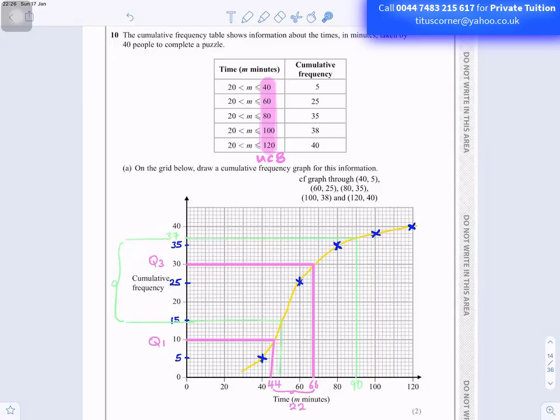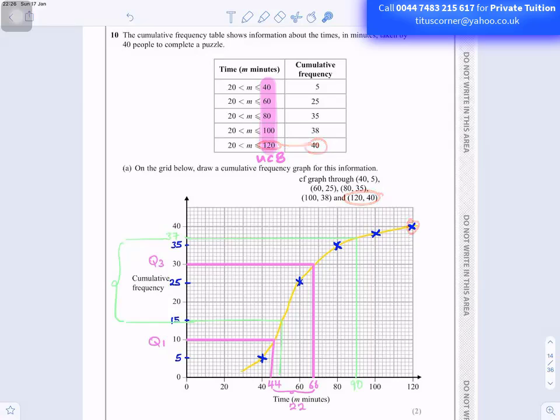So the first point we plotted is 45. You mark the point there. The next pair of points is 60, 25. So 60 across and 25 up, you mark it there. The next point, 80, 35. And the next point, 100 and then 38. And the last point, 120 and 40.